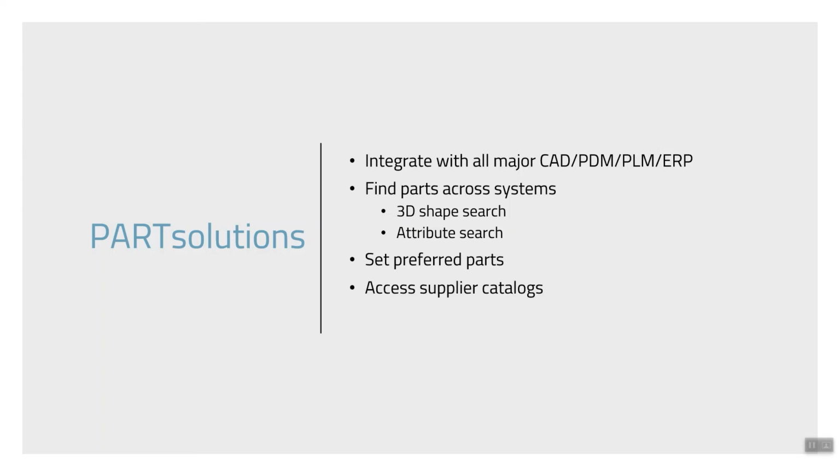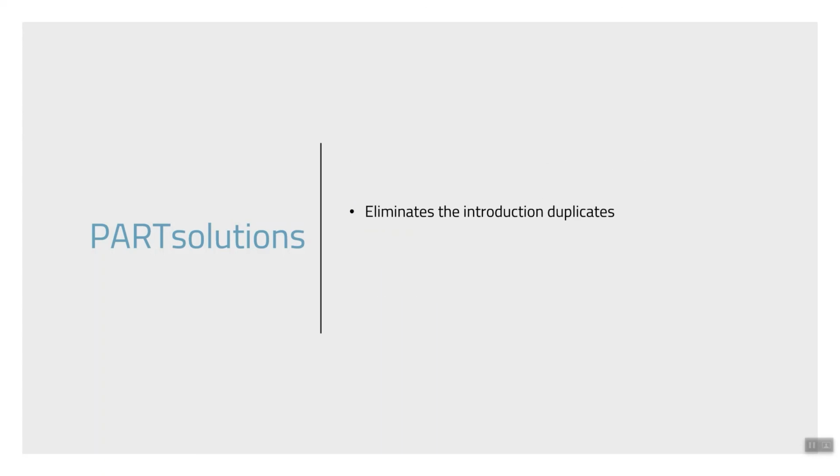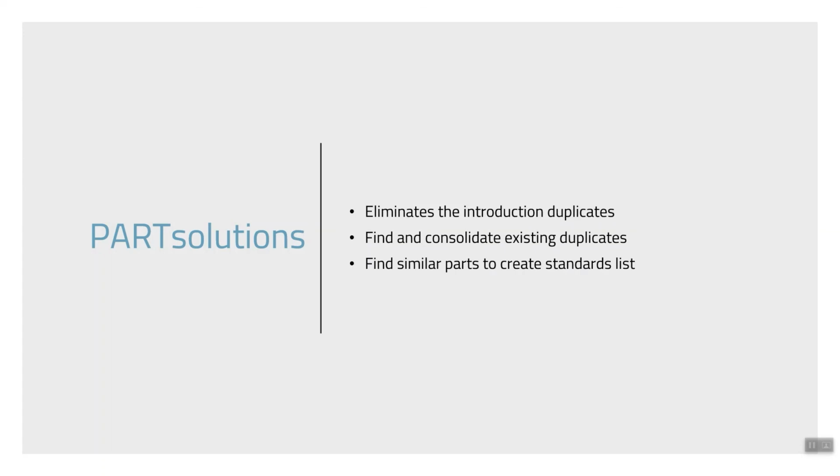And then using Part Solutions, companies are able to get access to over 800 certified manufacturer catalogs that we've created from eCatalog Solutions, and their engineers are able to access those directly in their CAD software. So Part Solutions helps to eliminate the introduction of duplicates, helps you to find and consolidate existing duplicates, and it helps you find similar parts to create standards lists.